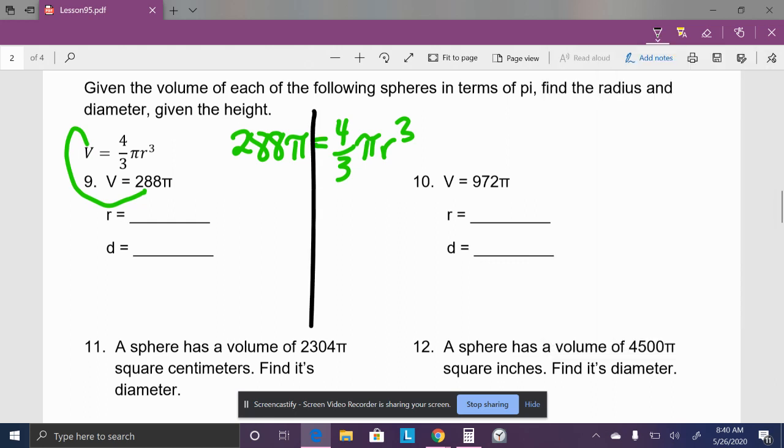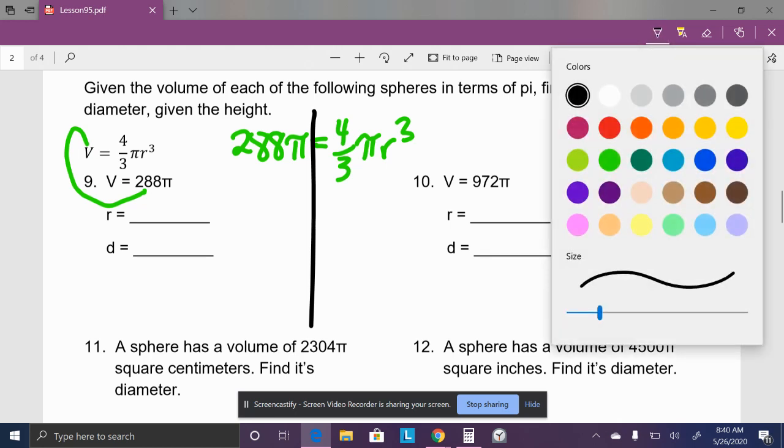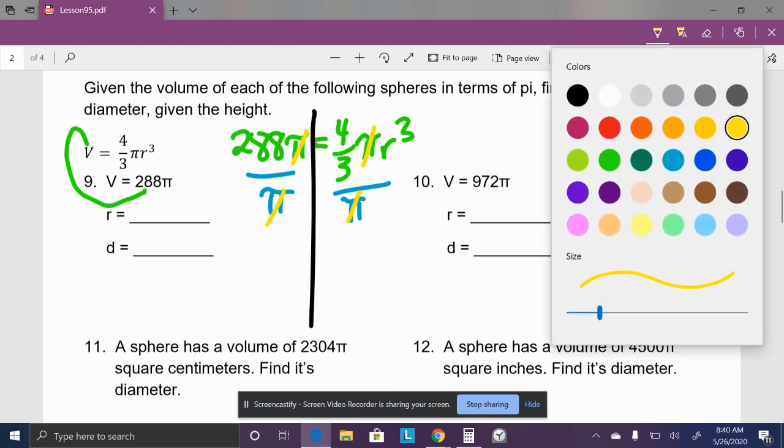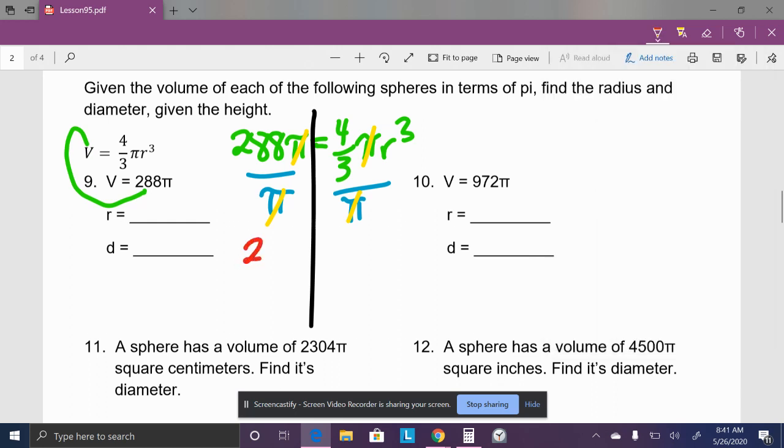draw my line down the equal sign. All right, so a little bit different here. What's nice about these, I'm going to get the pi's out automatically, okay? And then I'll deal with the fraction. So let me first get rid of the pi's. Divide both sides by pi, and that'll make it nicer for us to see with this equation. So I divide both sides by pi, get those to cancel. So I have 288 equals 4/3 r cubed.